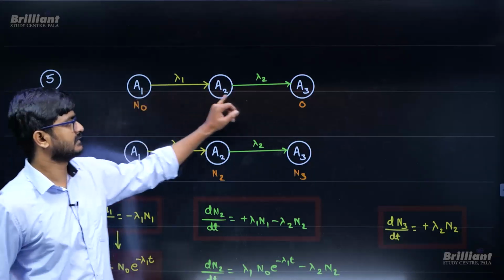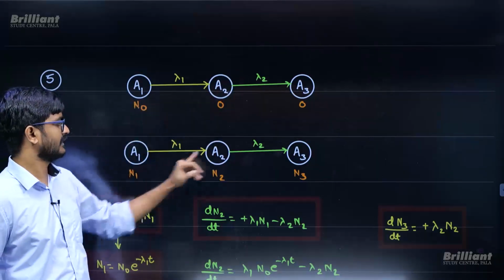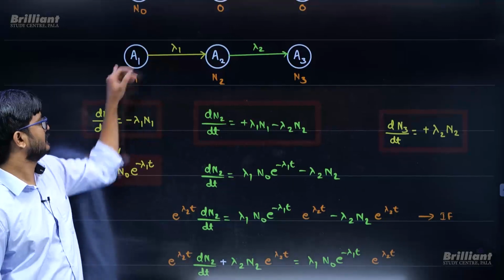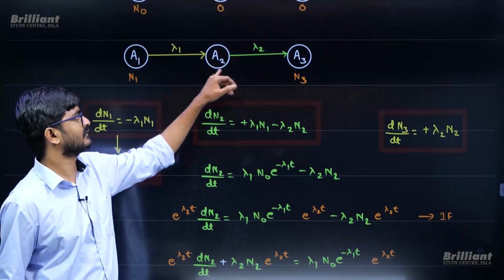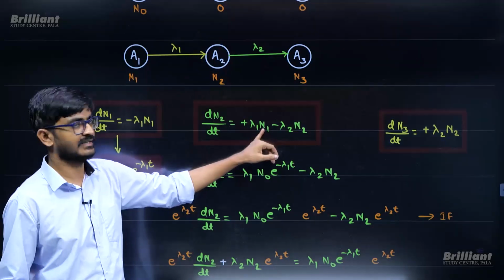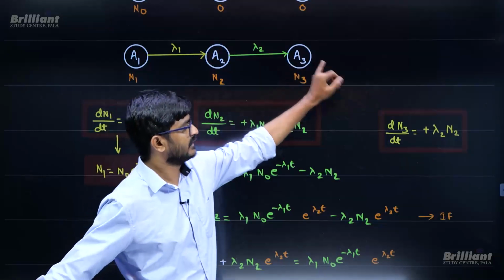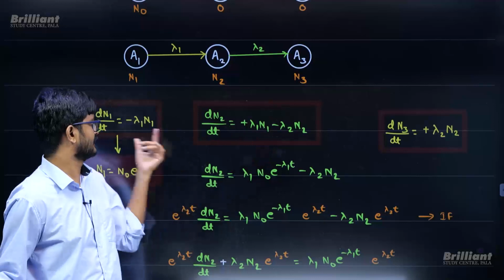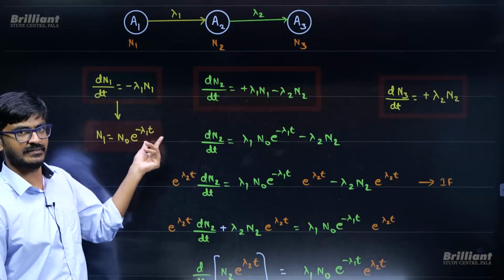Initially this is n0, this is 0, this is 0, and it is decaying. After some time, if this is n1, n2, n3, the rate at which this is decaying is minus lambda 1 n1. The rate at which this is forming is because of this one, plus lambda 1 n1, but there is a decay, minus lambda 2 n2. The rate at which the next one is forming is lambda 2 n2. But we need this one. This integration we have already done. From here we get n1 equals n0 into e power minus lambda 1 into t.